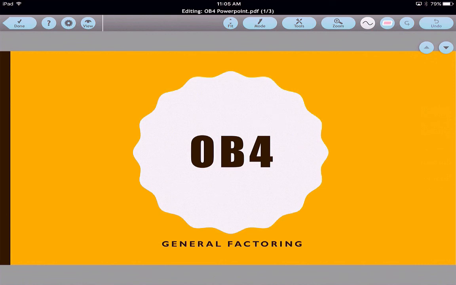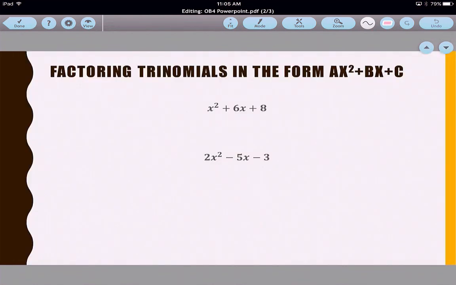Let's take a look at how we factored a trinomial in an old form and see what it's like in this new form. Remember, A stands for your leading coefficient. And so out in front of our x squared, we only had a 1. So when we were factoring these, we knew that we had to set up a pair of parentheses. And since x times x multiplies to x squared, we started with that.